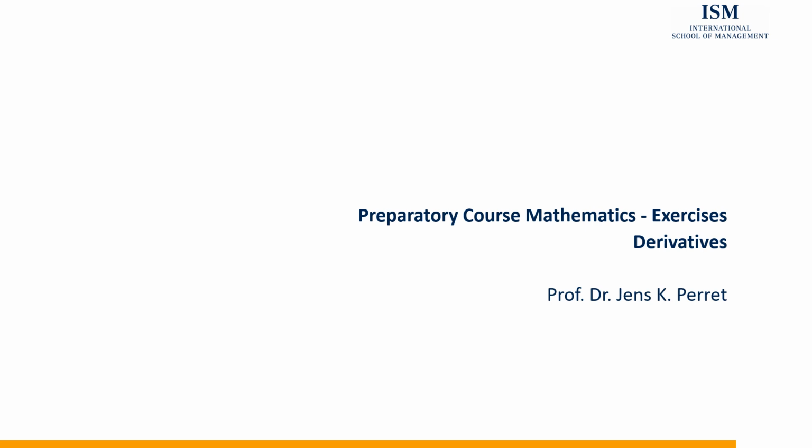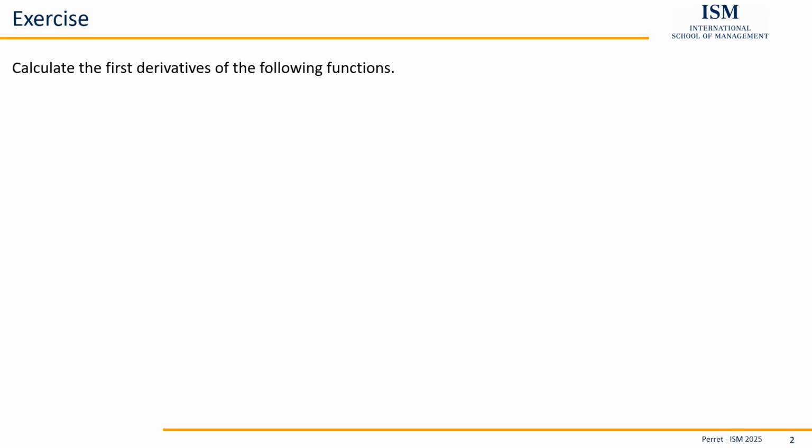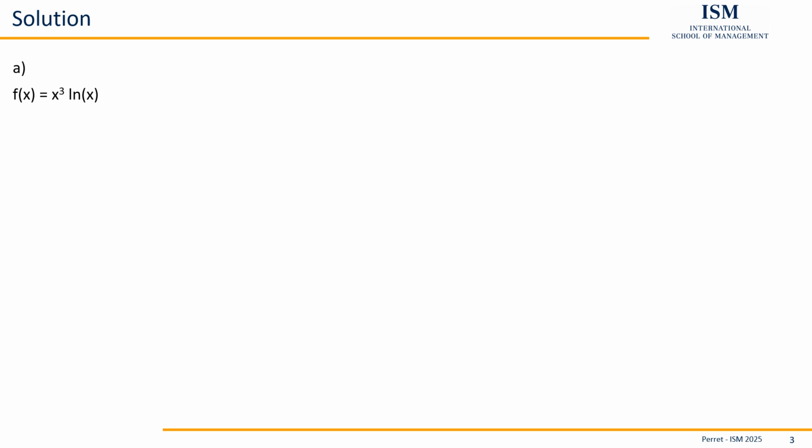Welcome to this exercise on calculating derivatives for functions with one variable. Here we have the following two functions for which we should calculate the first derivative each. So let's start with the first one. First one being f of x equal to x to the power of 3 times ln of x.